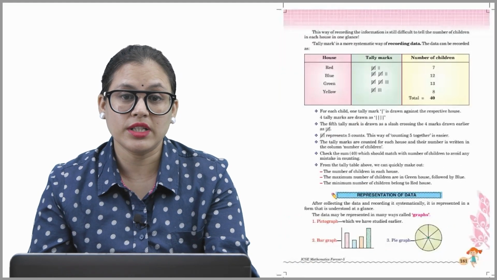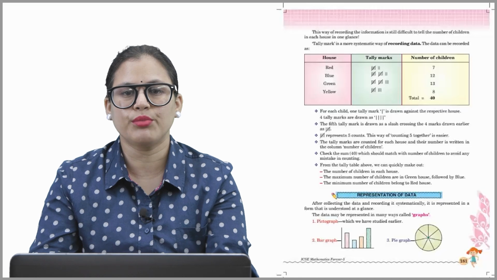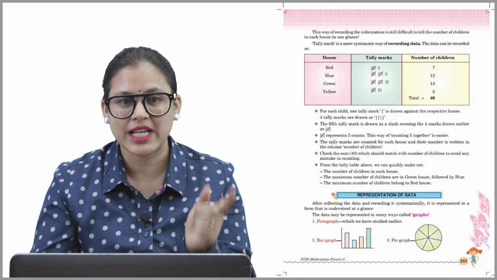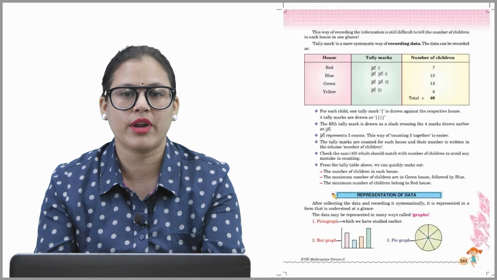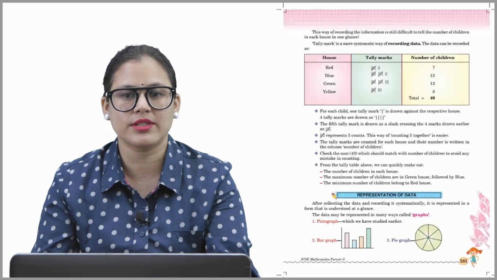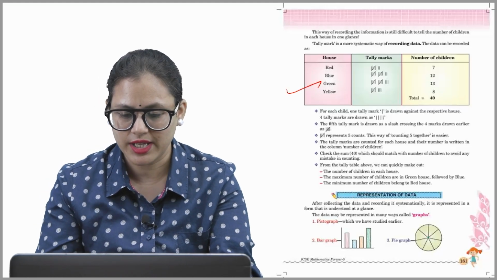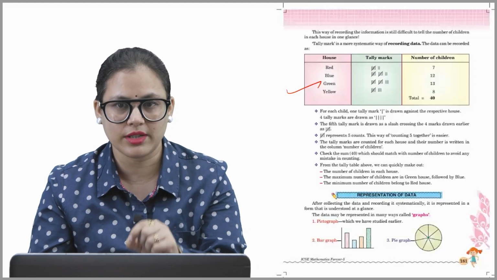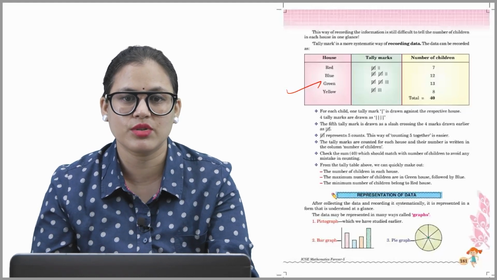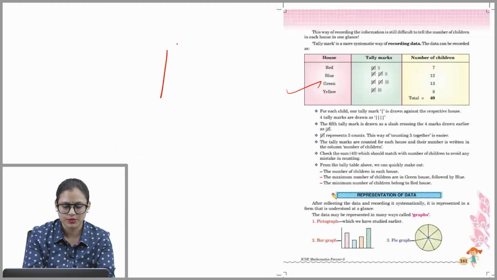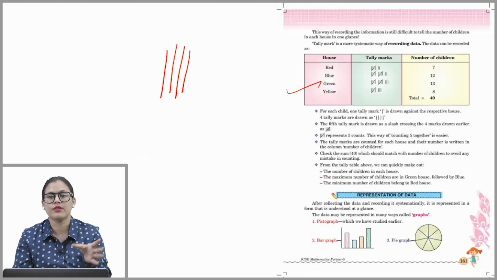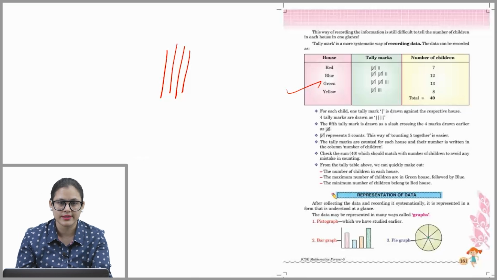This way of recording the information makes it still difficult to tell the number of students in each house in one glance. So tally marks are a more systematic way of recording data. The data can be recorded as given here. For each child, only one tally mark is drawn against the respective house. 4 tally marks are drawn as 1, 2, 3, 4, and the 5th tally mark is drawn as a slash crossing the 4 marks drawn earlier, like this.